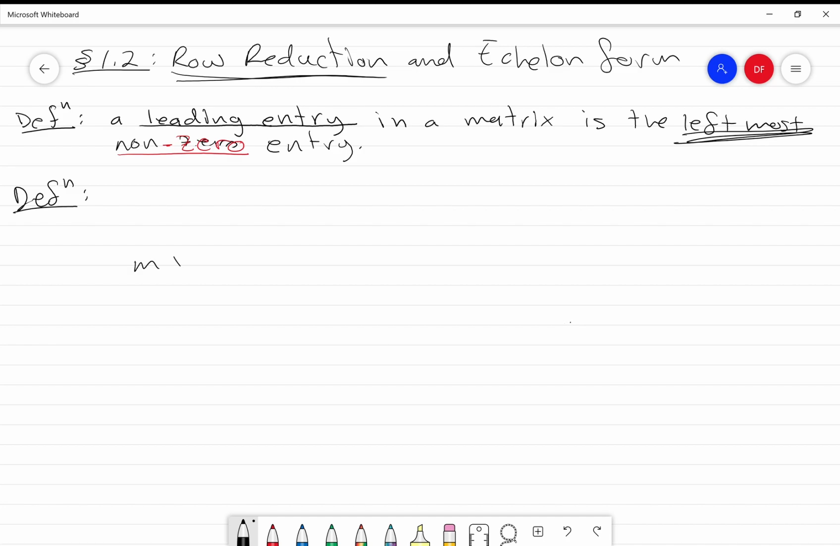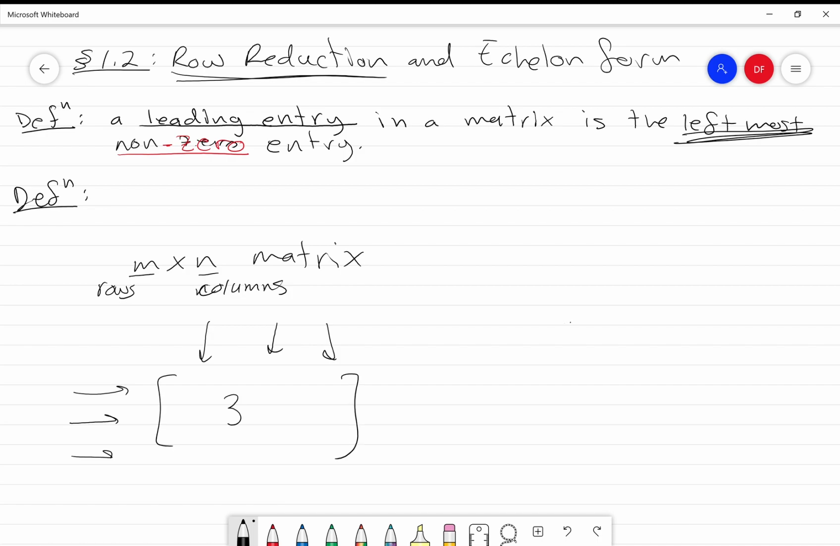A m by n matrix has m rows and n columns. These are rows, these are columns for a matrix. In this matrix, this is 3 by 3, okay? Because we have 3 columns and 3 rows.